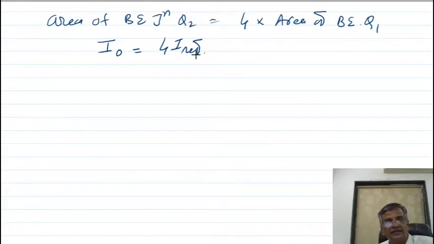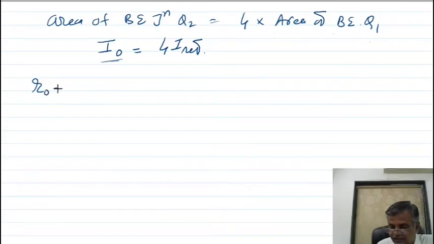So if you want to keep 2 times I reference, then I have to keep the area of the base emitter junction of transistor Q2 twice the area of the base emitter of Q1. Means by changing the area of the base emitter junction of transistor Q2, you can get different values of your current IO.